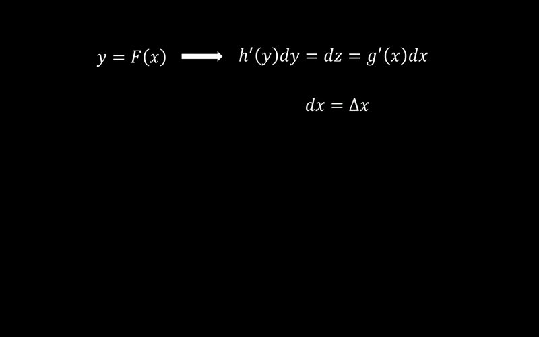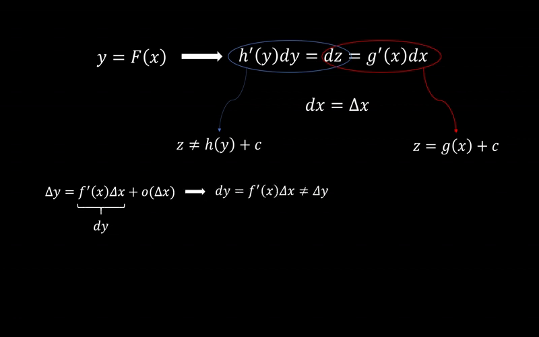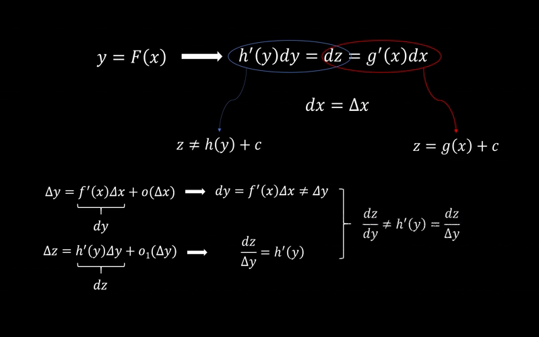If we admit dx equals delta x, then the integral of dz equals g prime(x) dx can result in g(x) plus c, but the integral of h prime(y) dy cannot result in h(y), because according to the definition of the differential, dy is the linear main body, which is f prime(x) delta x equals f prime(x) dx. Whereas we know dy equals f prime(x) delta x, but doesn't equal delta y, thus we get dz over delta y equals h prime(y), doesn't equal dz over dy. Therefore, the integral of h prime(y) dy cannot result in h(y).